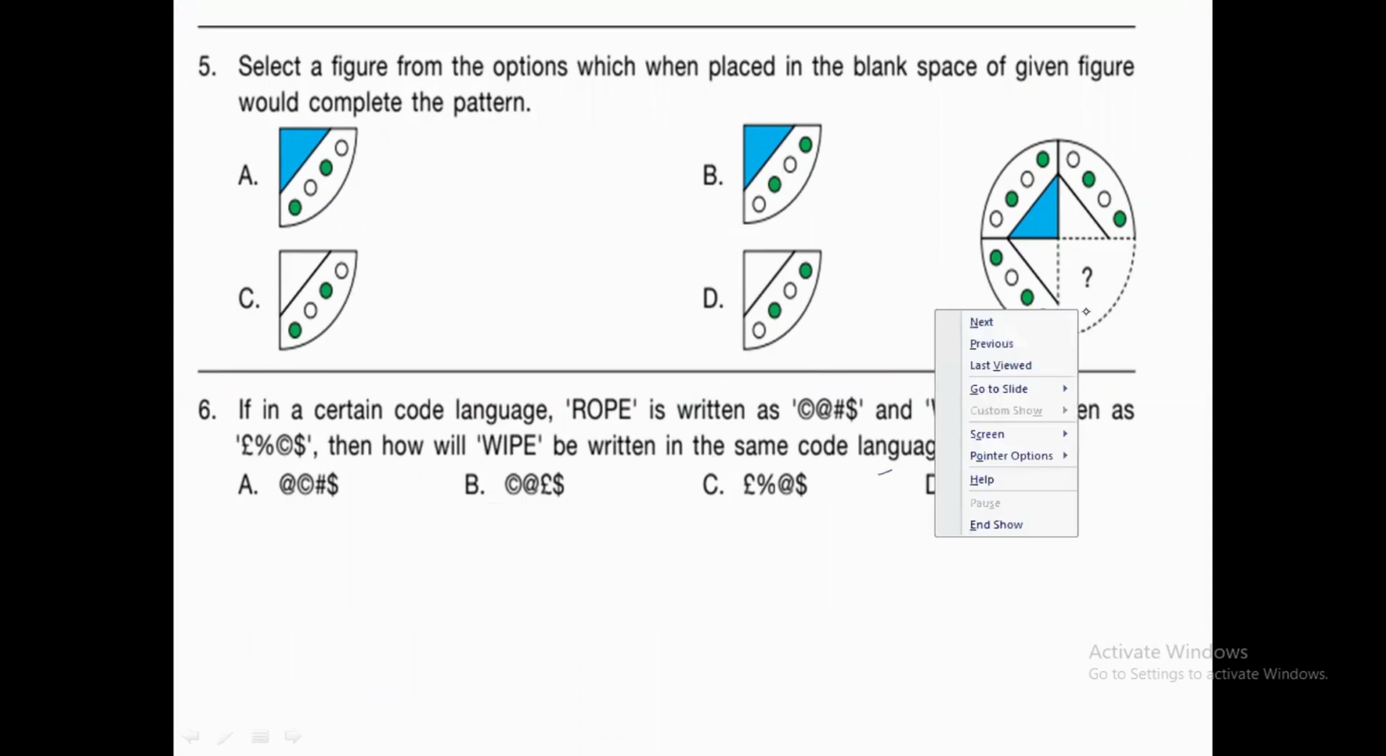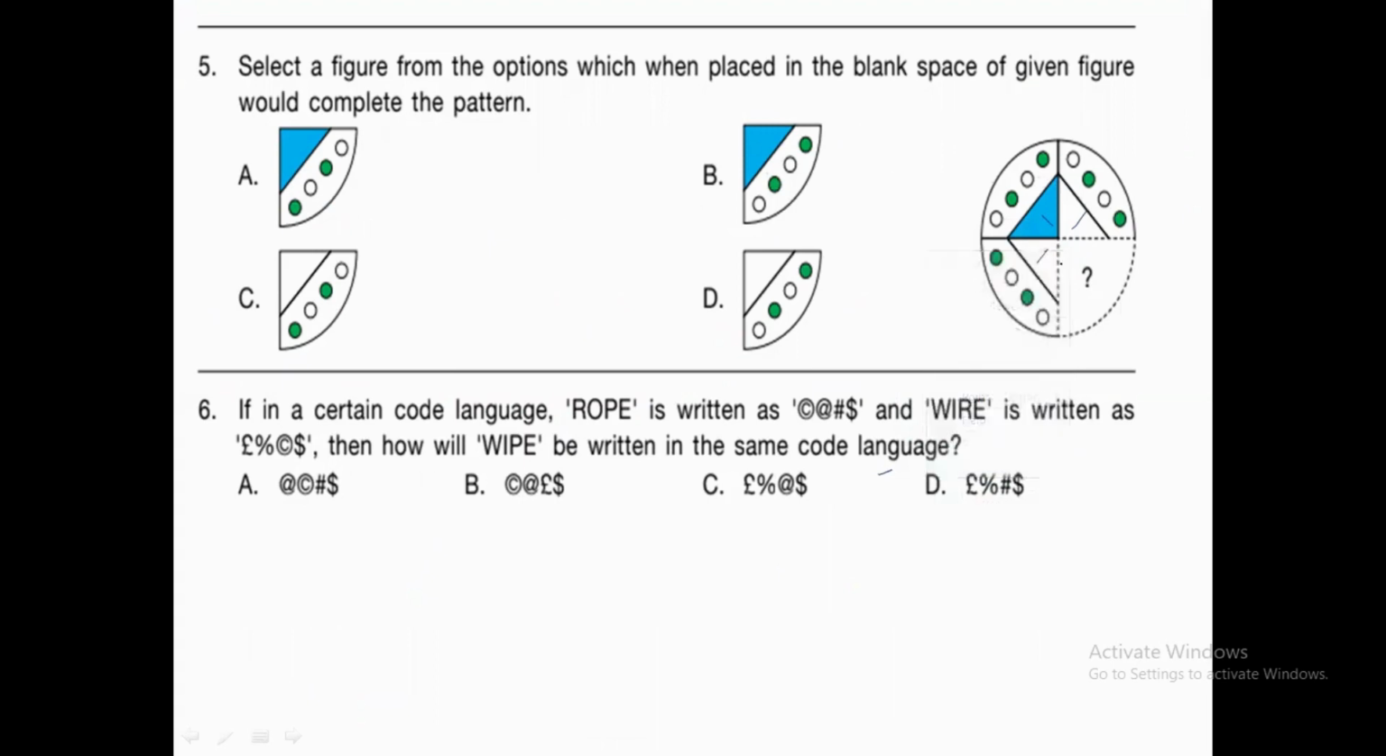Here we have to place that figure so we can complete this pattern. Just look at the pattern first. What is happening over here? These opposite sides are blank, white in color, and this has a blue color. If this has a blue color, the figure that will be here also has a blue color here.